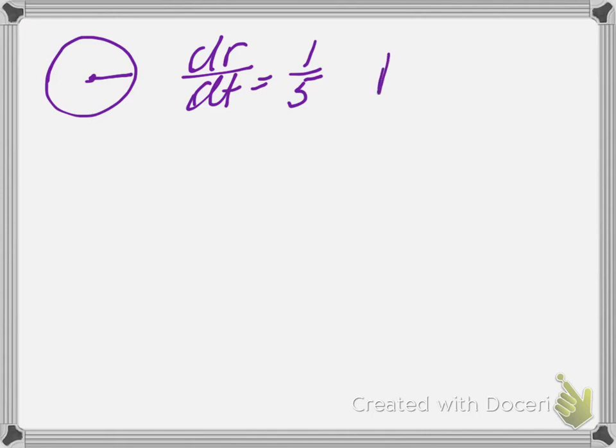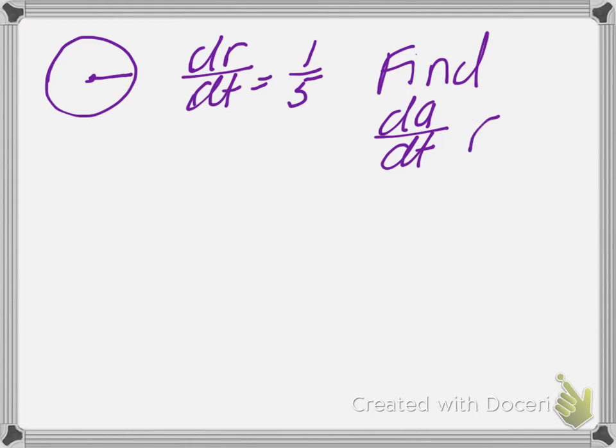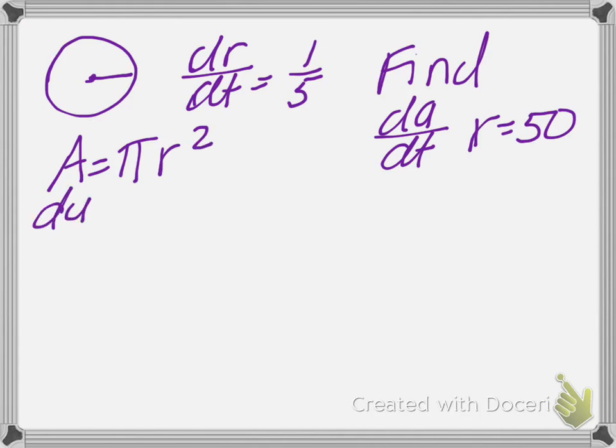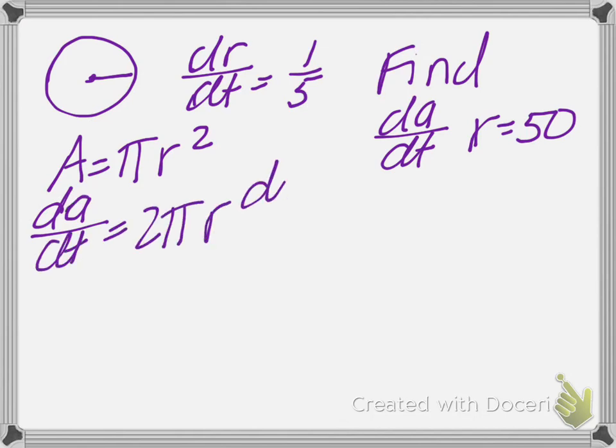At what rate, so that's our find, is the shield's area increasing? So find dA over dt when the radius equals 50. Okay, so if we want to find dA over dt, that means we have to start with the area. So the area of a circle is pi r squared, and we're going to take the derivative of that. So we're going to get dA over dt equals 2 pi r dr over dt. And then we're going to substitute.